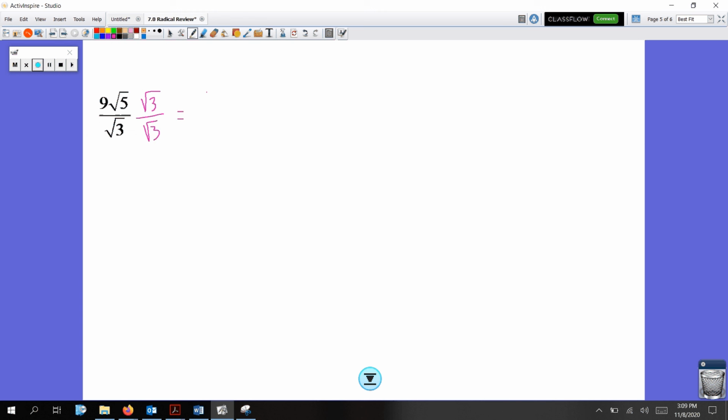So remember, the 9 stays out front. Root 5 times root 3 is root 15. Remember, root 3 times root 3 is just 3. We free the number. I can reduce these numbers because they are whole numbers, right? 9 over 3 reduces to 3. And don't forget your root 15. And that is my final answer.